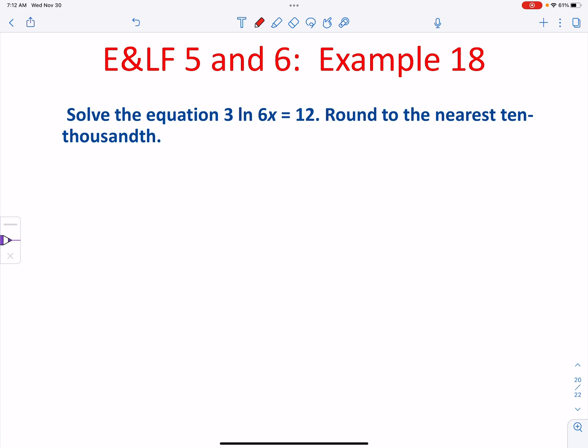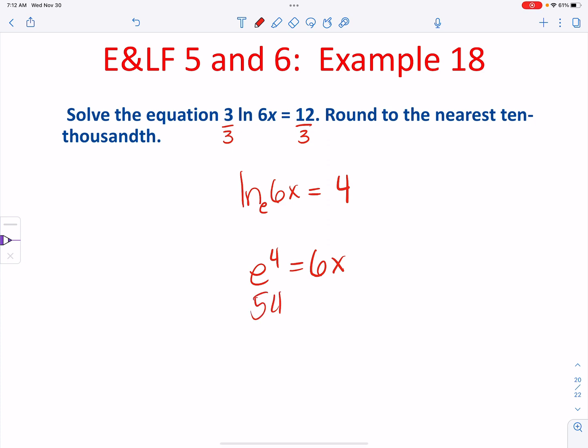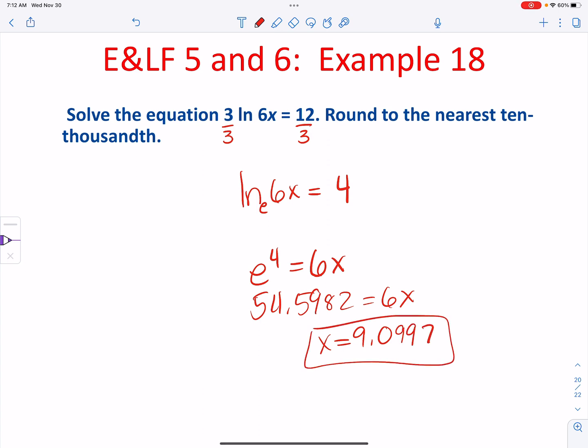Okay, I'm going to go ahead and divide by 3 first because then it just makes it a little smaller, right? Here's my e, so I'm going to have e to the 4th equals 6x. So I'm going to take my calculator and take e to the 4th. And then I'm going to divide by 6. Whoa, something weird happened. Divide by 6. And I got 9.0997. Okay.